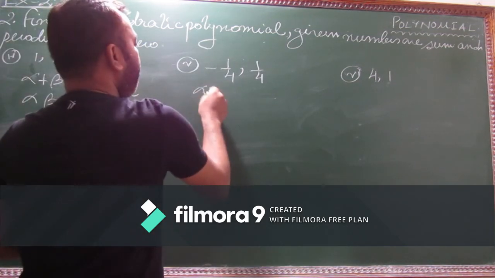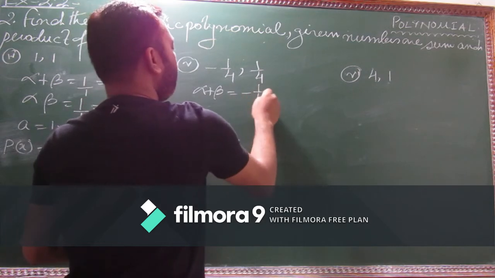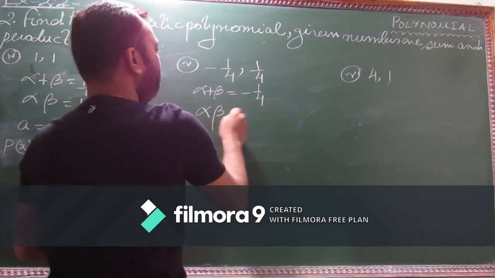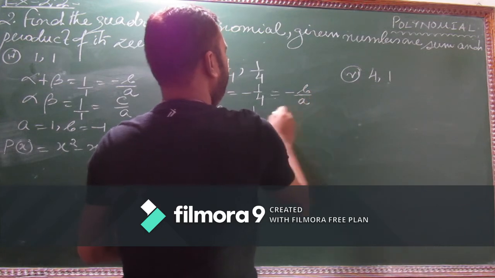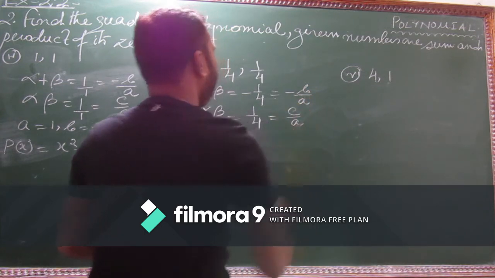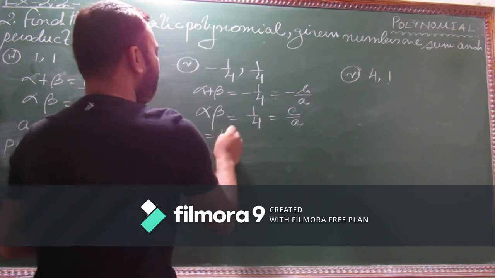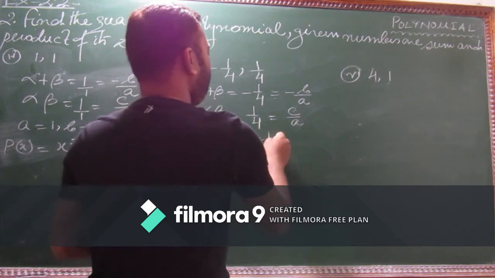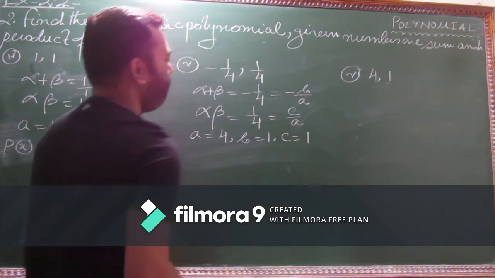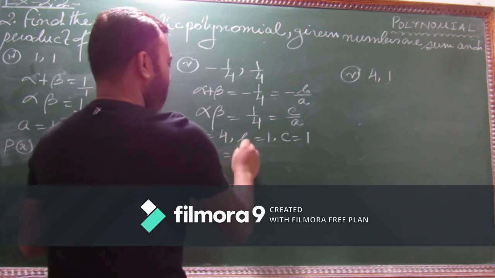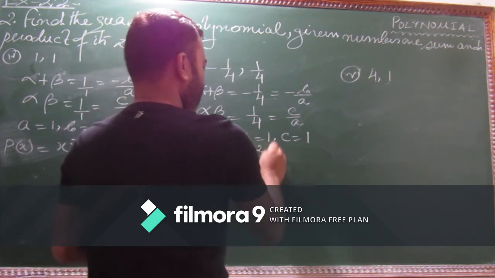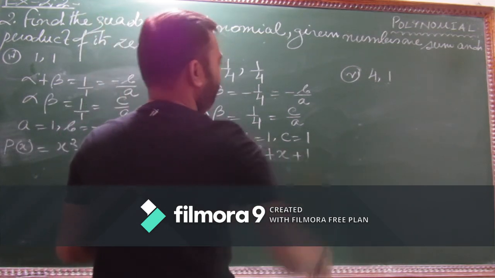Now here alpha plus beta is equal to minus 1 by 4, alpha into beta is equal to 1 by 4. This is minus b by a, this is c by a. So a is equal to 4, b is equal to 1, c is equal to 1. So what is the polynomial? Polynomial p(x) is equal to 4x square plus x plus 1.